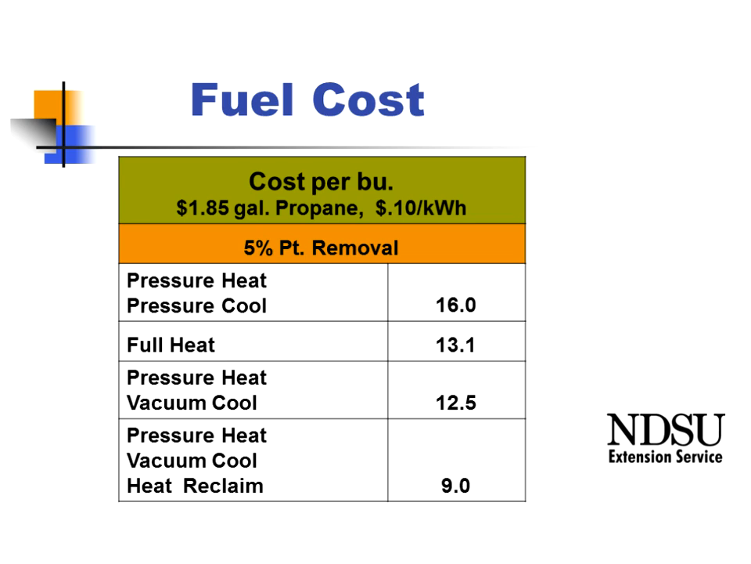Now again, when they say full heat, they're assuming we're dropping the corn at 17% moisture and taking out those final points in the dryer, in the bin, using an aeration system, and they're including that as part of the energy efficiency calculation or cost that they calculate. The pressure heat, vacuum cool, heat reclaim down to 9 cents.